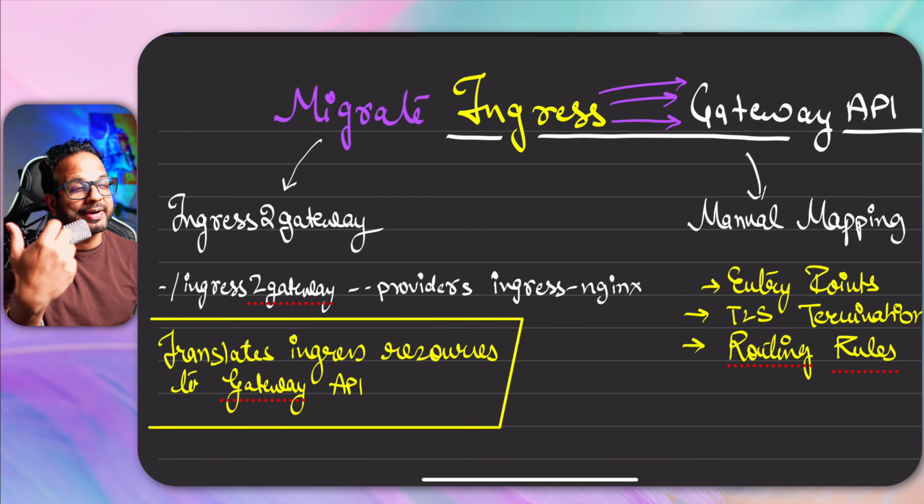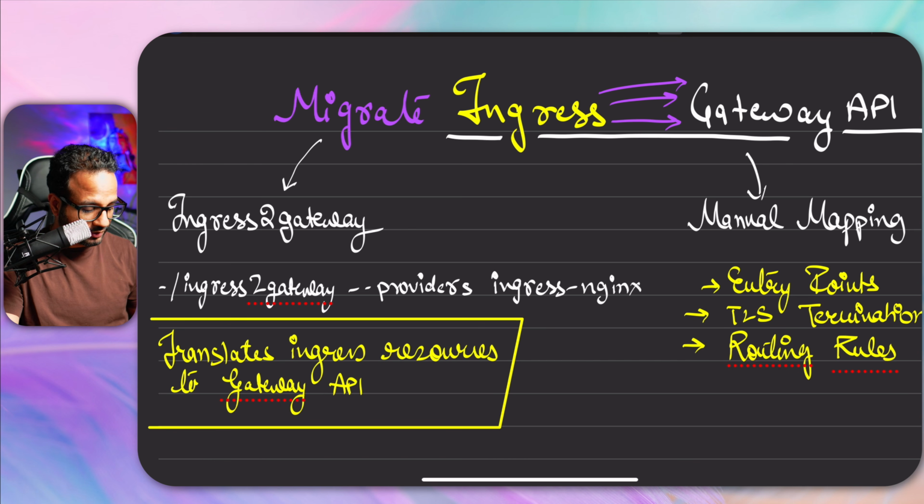So what are we doing in this video? We are doing the migration of Ingress to Gateway API. There are a couple of ways of doing that. There is a way of using an open source tool called ingress2gateway. This is pretty simple and straightforward. You just download the tool from GitHub, clone the repository, and then you run this command.